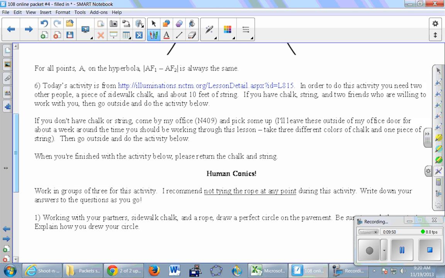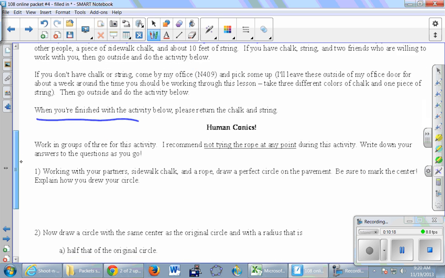So outside of my office, if you have chalk and string and two friends who are willing to work with you, then go outside and do the activity. But if you don't have chalk or string, you can come by my office and pick them up. I'm going to leave them outside my office for a little while, so just come by when you can. You're going to take three different colors of chalk, one piece of string, and work through the activity. And please return my chalk and string when you're finished.